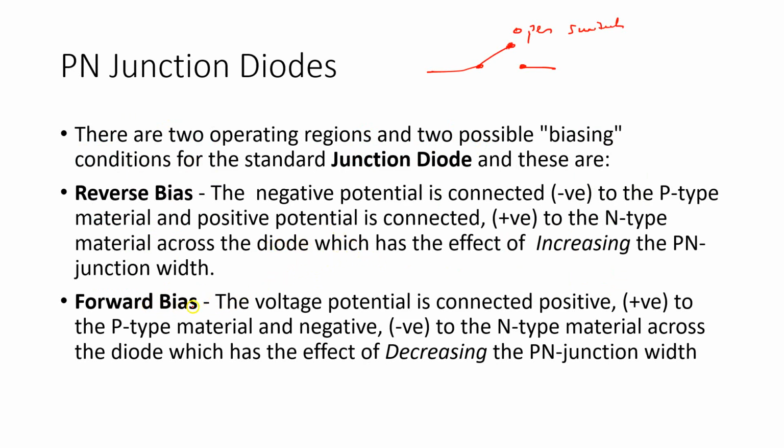Right now, the next type of operation mode is what we call forward biasing. Forward biasing is, simply put, the opposite of what happens in a reverse bias scenario. What you're going to do in a forward bias is connect the positive terminal to the P-type material, and connect the negative potential to the N-type material. And now this is going to result in a decreasing of the PN junction width.